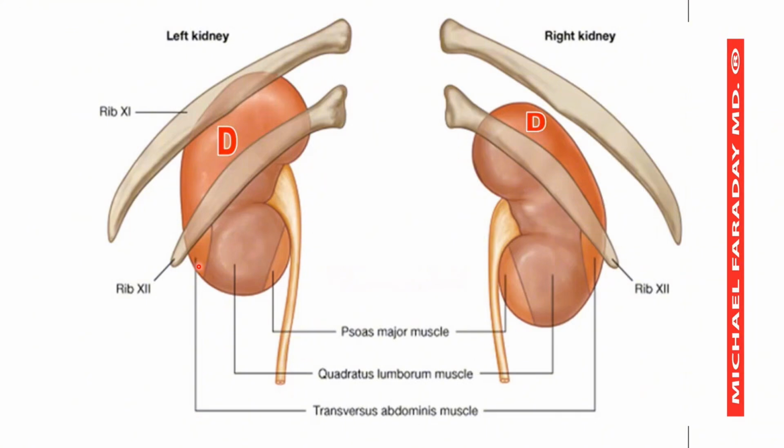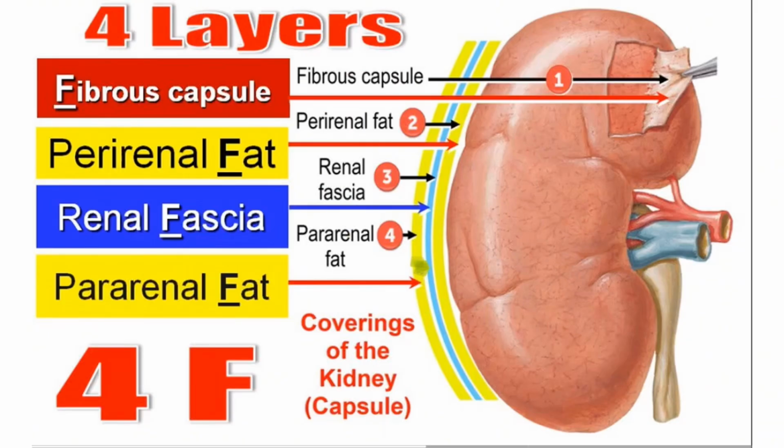Okay, so we'll look at the coverings. We'll look at the layers of the kidney. There are four layers of the kidney, which we call the four F's. The first F is fibrous capsule. The second F is fat. The third F is fascia, and then the fourth F is another fat.